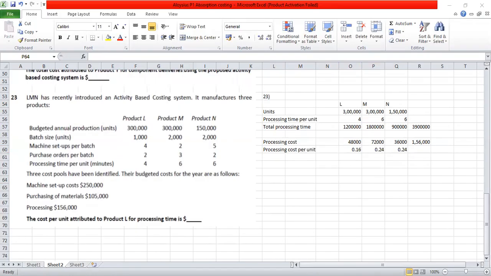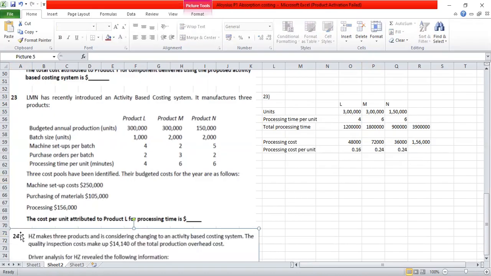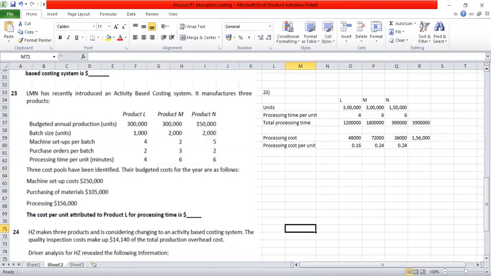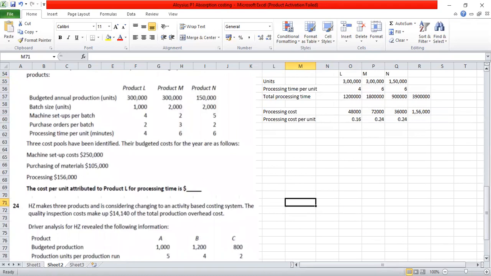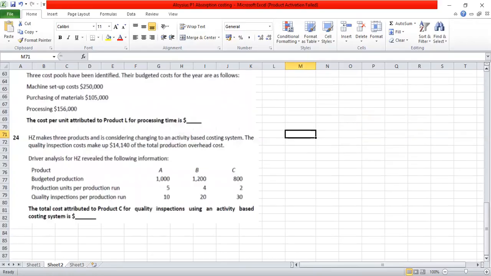Then question number 24, let's take it up. HZ makes 3 products and is considering changing to an activity-based costing system. The quality inspection costs make up 14,140 of the total production overhead cost. Driver analysis of HZ revealed the following information: A, B, and C. Budgeted production is given. Production units per production run is given. Quality inspections per production run is given.